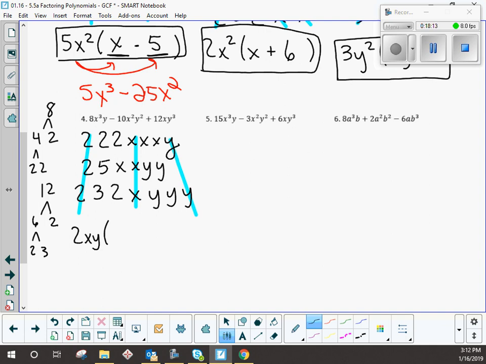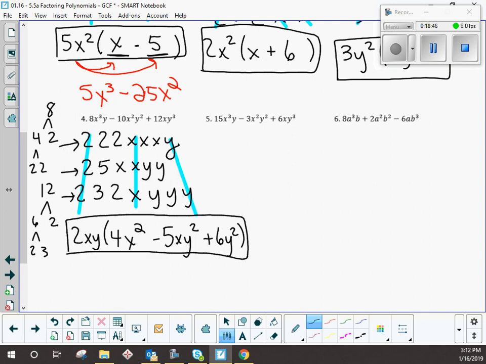So if I'm looking at the leftovers for the first term, what do I have? 2 times 2, which is 4. 2x is x squared. The next thing in the problem was a minus. 5x y squared. And then plus comes from the problem. 3 times 2 is 6. 2y's is y squared. So you do 5 and 6 if you haven't already. I'll give you a few minutes and then we'll talk about it.